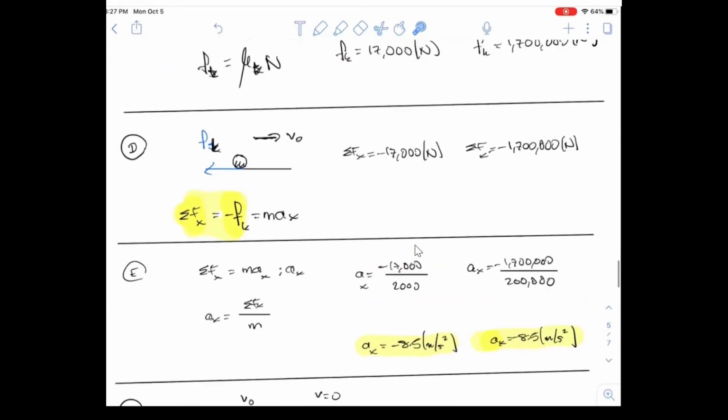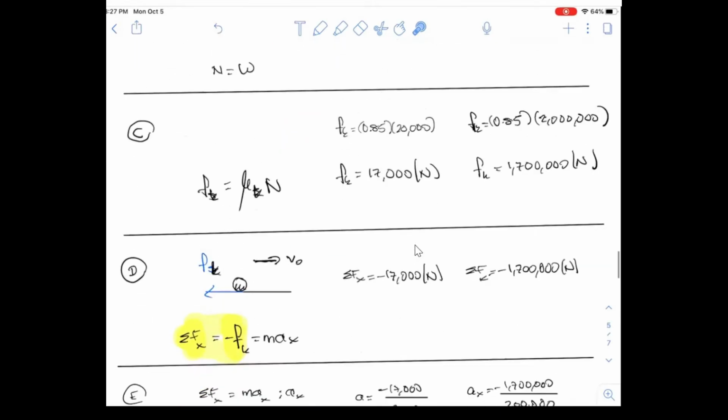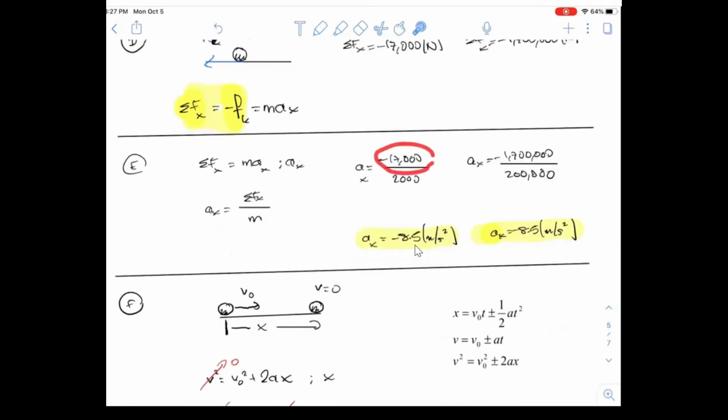Okay, so take a look at the net force acting on this one, and take a look at the net force acting on this one. Take a look at the mass of this one, and take a look at the mass of this one. Notice that the mass of the truck is 100 times larger than this one. The frictional force is also going to be 100 times larger.